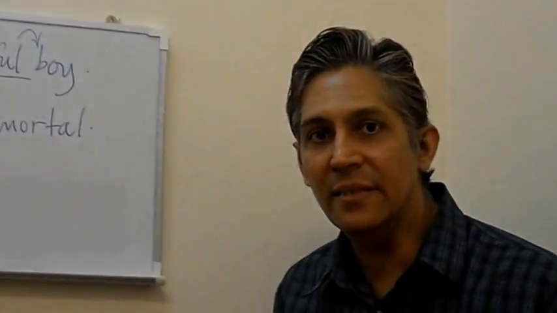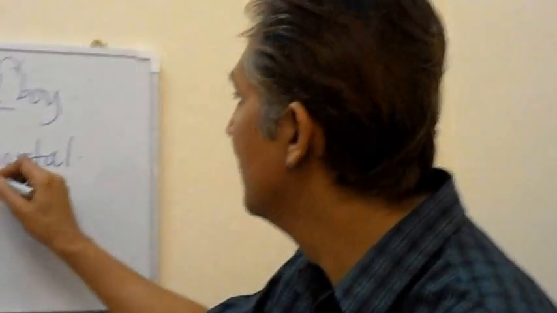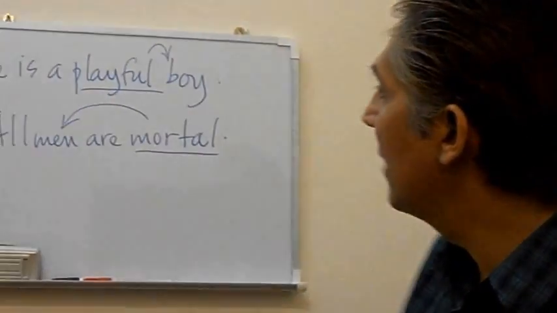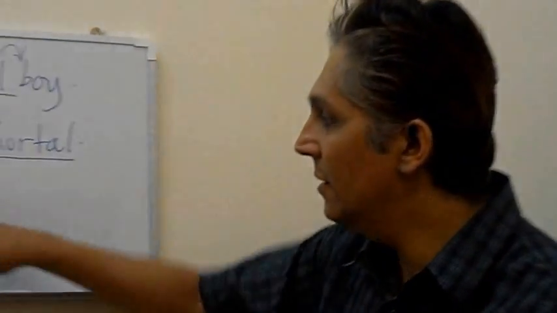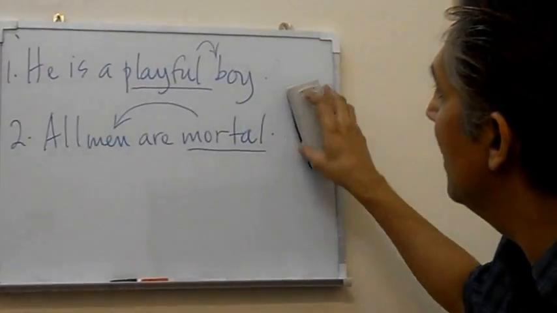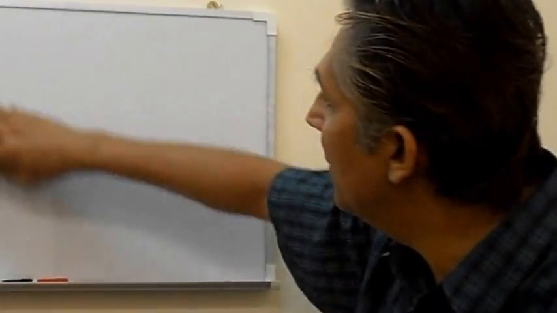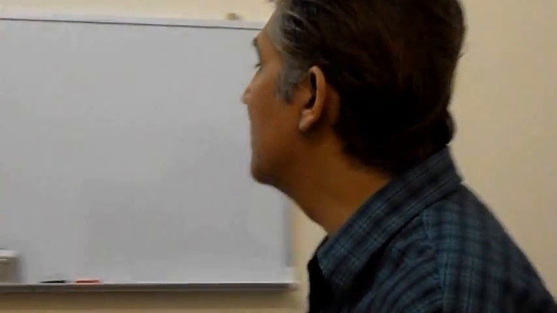Now, the second sentence, all men are mortal. The adjective in this sentence is mortal. This adjective comes after the subject and is used predicatively. This is called syntax. Now, this knowledge is very important if we are to understand and apply the knowledge of grammar in composing sentences.